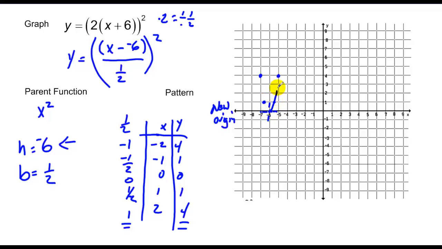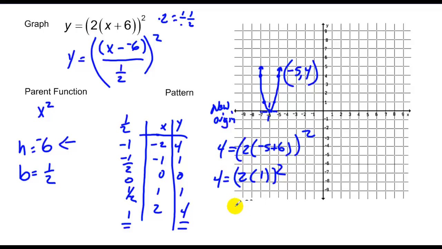So you'll see that this normal x squared graph has been squished in. Now let's take a point like -5, 4, plug it in and make sure it works. And again, I haven't done anything as far as plugging into this equation. So I have 4 equals 2 times (-5 plus 6) squared. 4 equals 2 times 1 quantity squared, or 2 squared, which is 4, and it checks. So that's what we've got done as far as just the graphing goes.